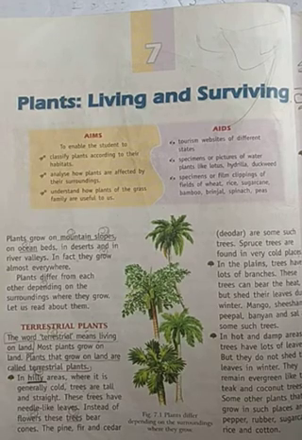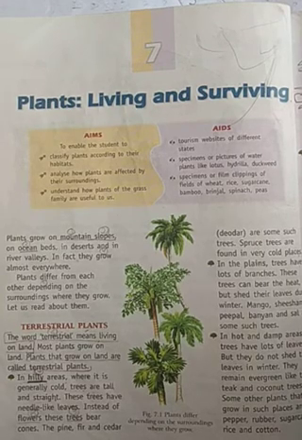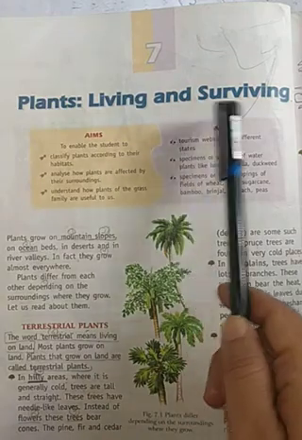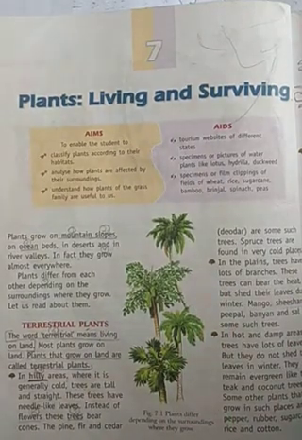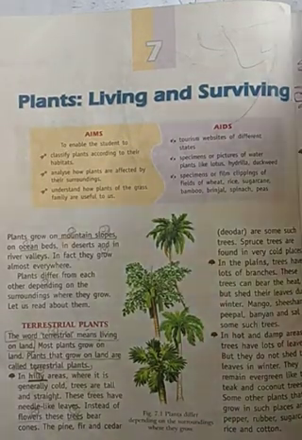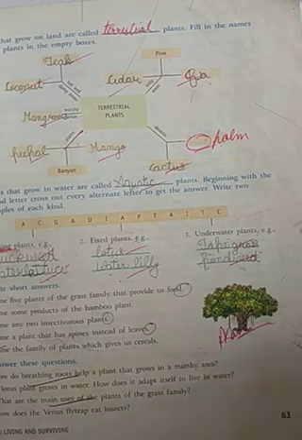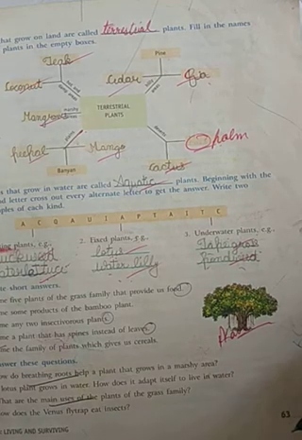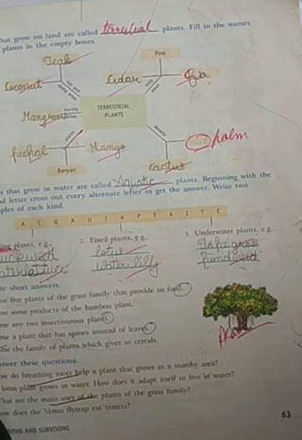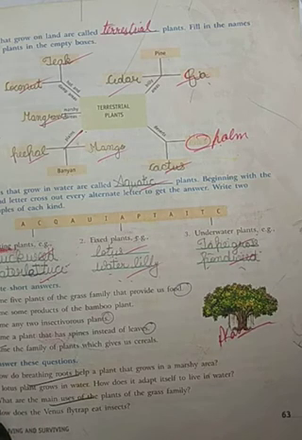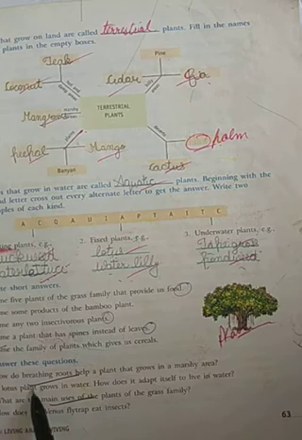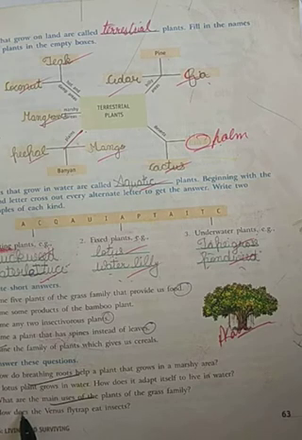Good morning, students. Today in chapter number 7, that is plants living and surviving, we will do the long question answers of this chapter. These question answers are given on page number 63 of your EVS book, and these are the 4 questions we will discuss today. I am discussing the answers of these questions, and you will write these answers in your fair notebook.